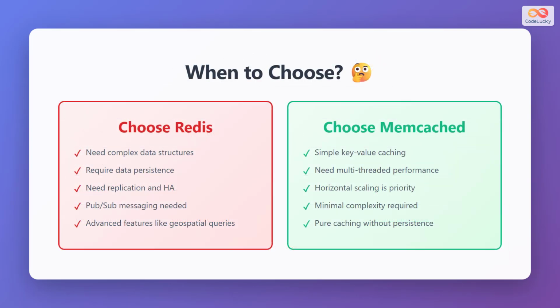Choosing between Redis and Memcached depends on your specific needs. Choose Redis when you need complex data structures, require data persistence, need replication and high availability, want publish-subscribe messaging, or need advanced features like geospatial queries. On the other hand, choose Memcached when you need simple key-value caching, require multi-threaded performance, prioritize horizontal scaling, want minimal complexity, or need pure caching without persistence. Both are excellent choices, but for different use cases.